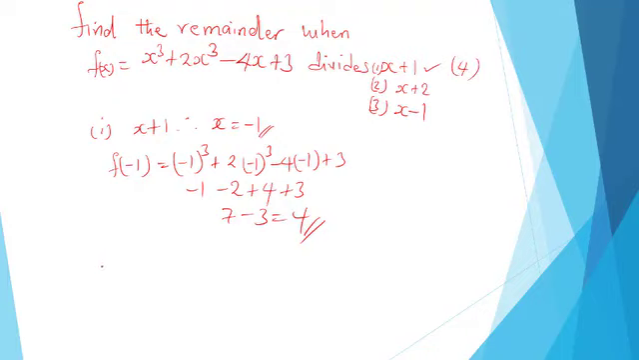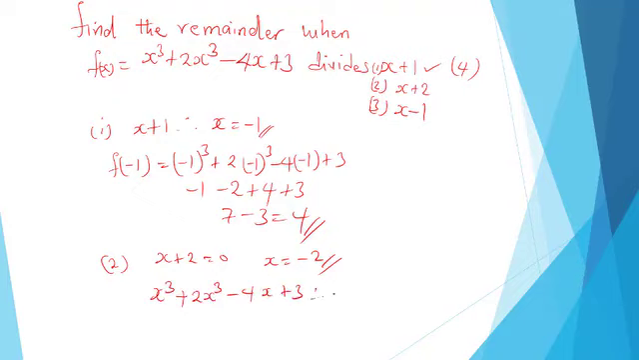Now let's go to number 2. Let's take it. The function there is x plus 2. So remember it's equal to 0. So our value of x is equal to minus 2, because when you bring this to the other side. Now apply minus 2 into this expression. You have x raised to the power 3 plus 2x cubed minus 4x plus 3.